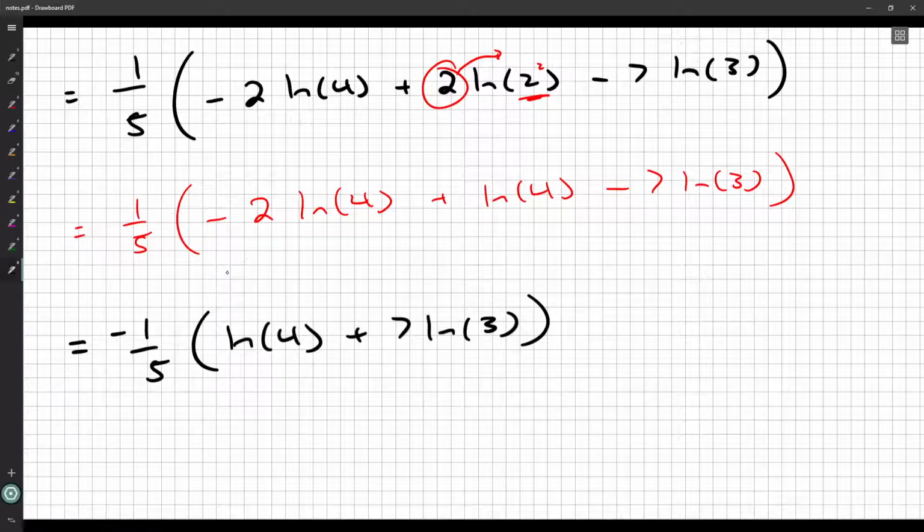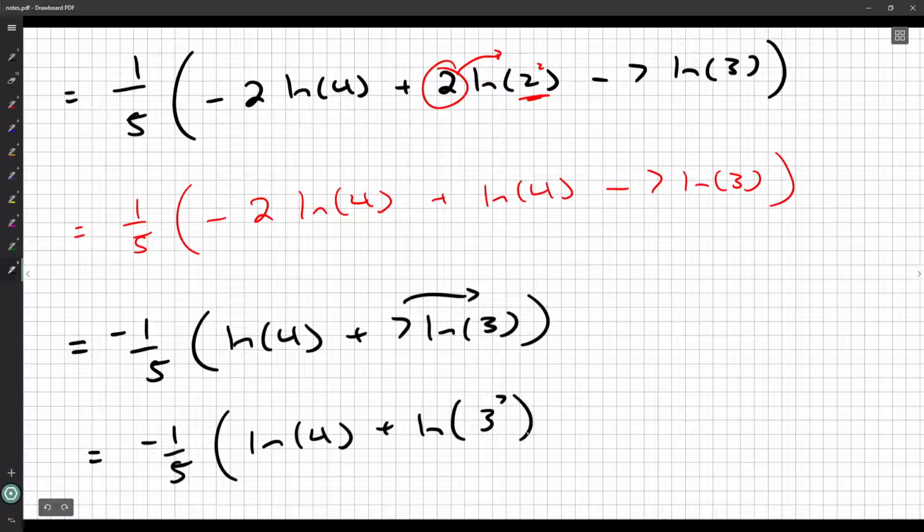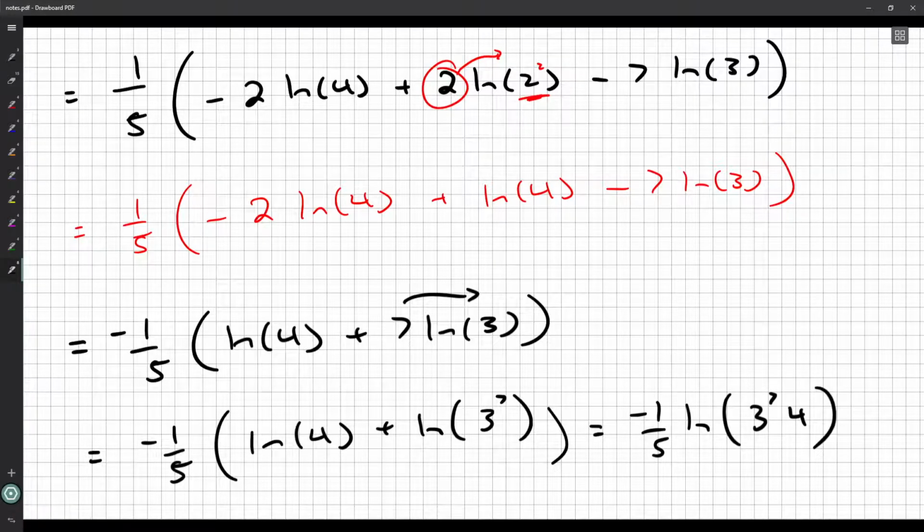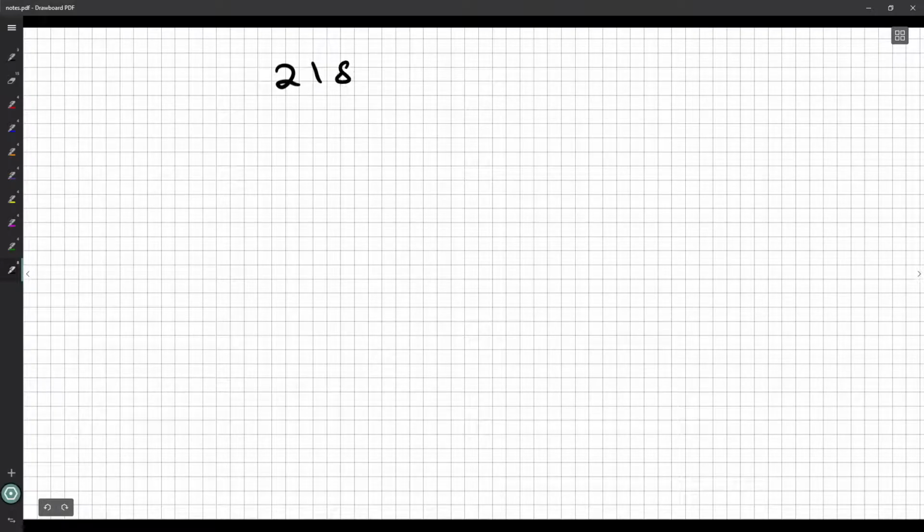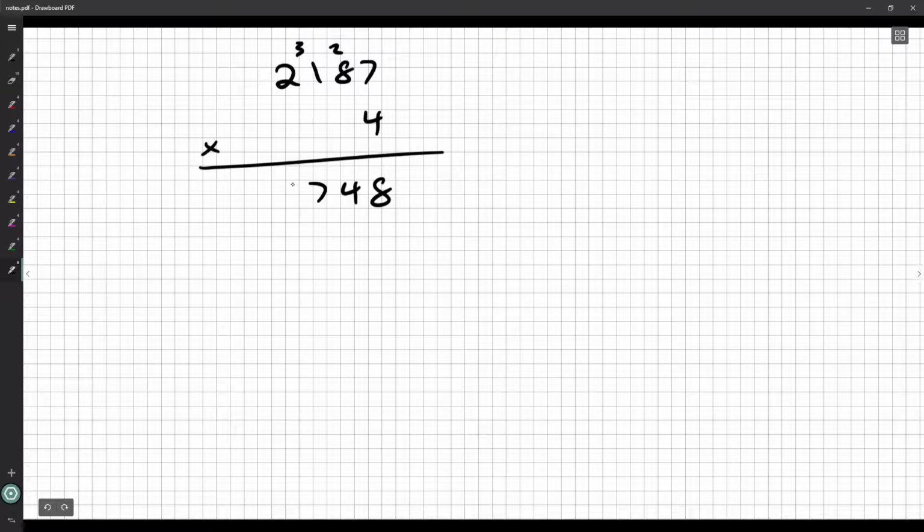And, well, you could probably get away with leaving it like that, but if you really wanted to, you could bring the 7 up. So get ln 3 to the power 7, which is, what was that, 2,187. And then add the 4. So I guess if you really must have everything as a nice simple logarithm, you get minus 1/5 ln 3 to the 7 times 4. And 3 to the 7, you can work that out and then multiply it by 4.